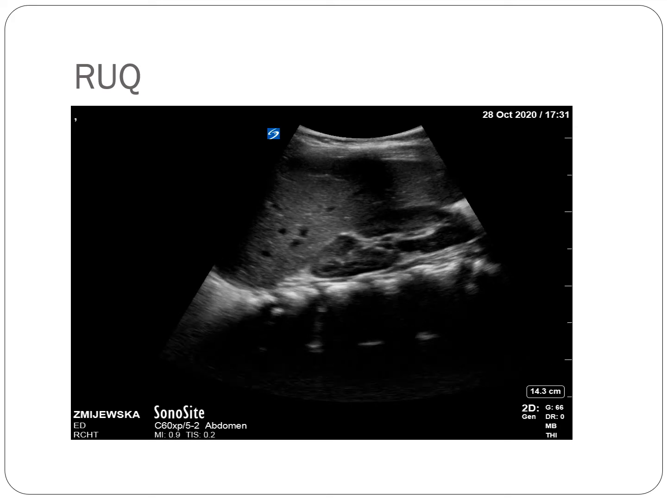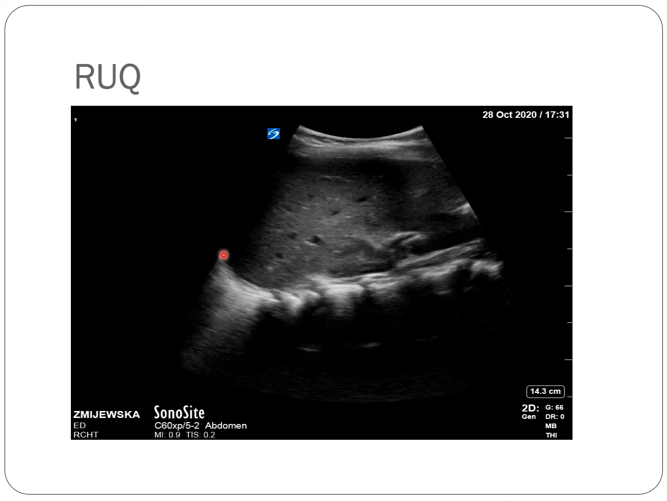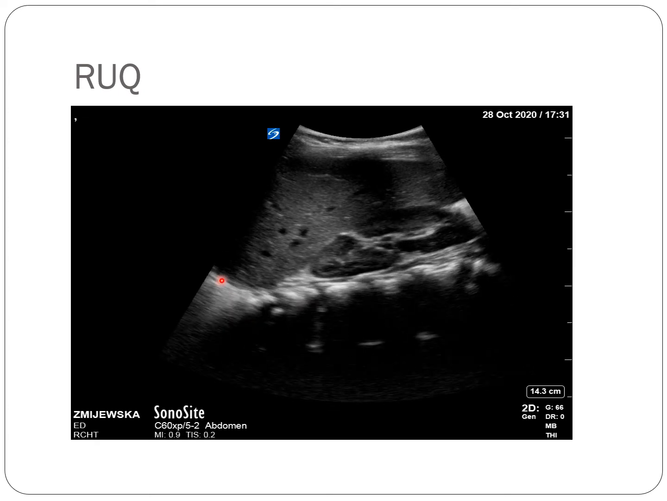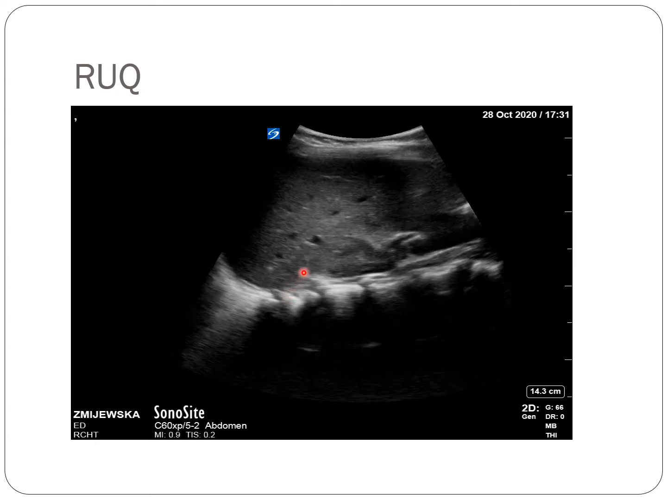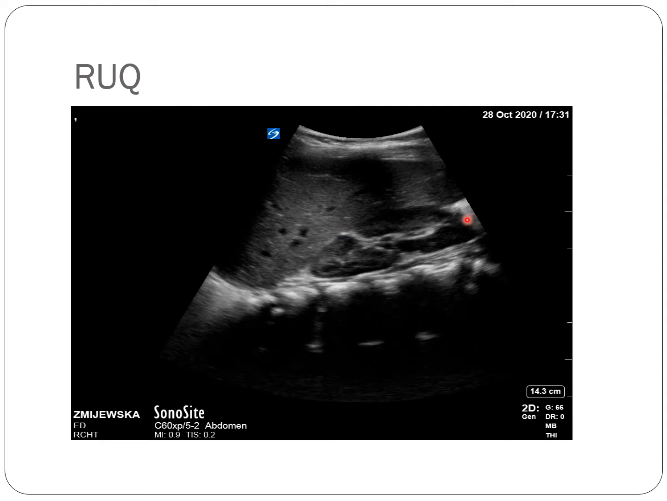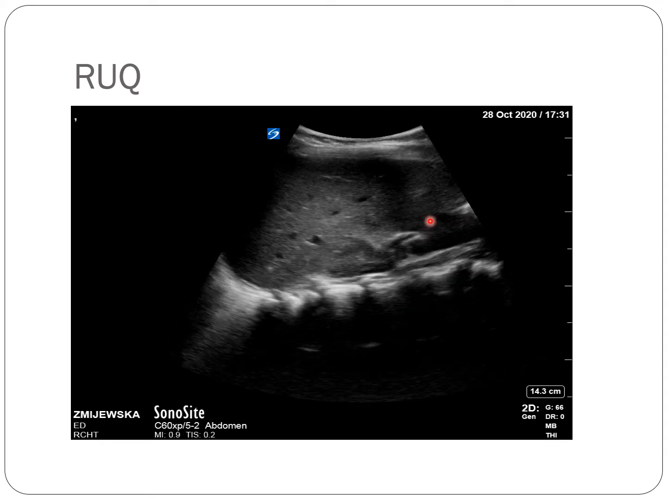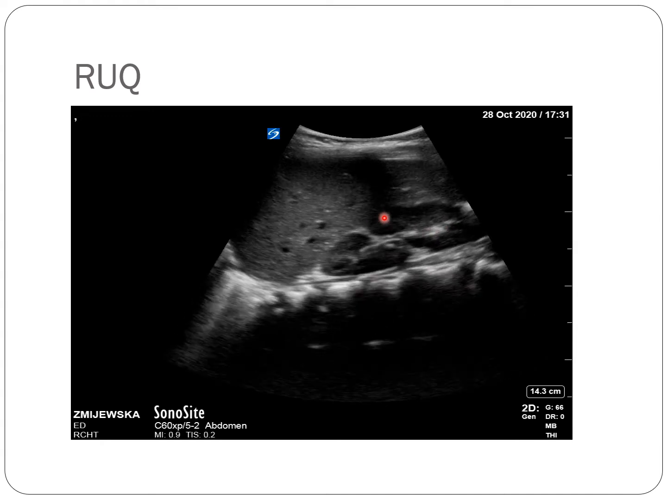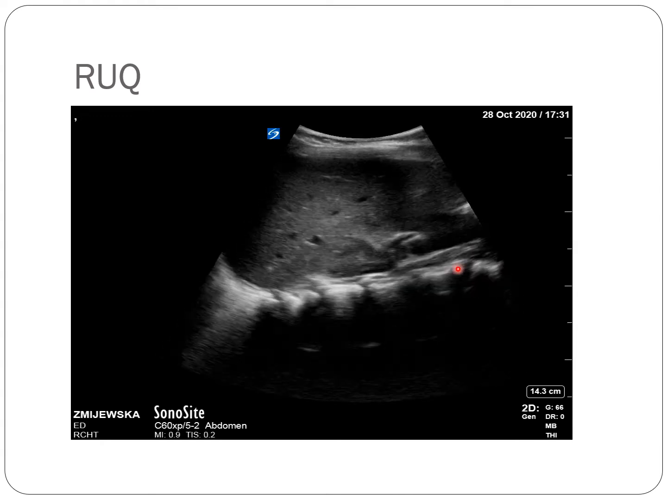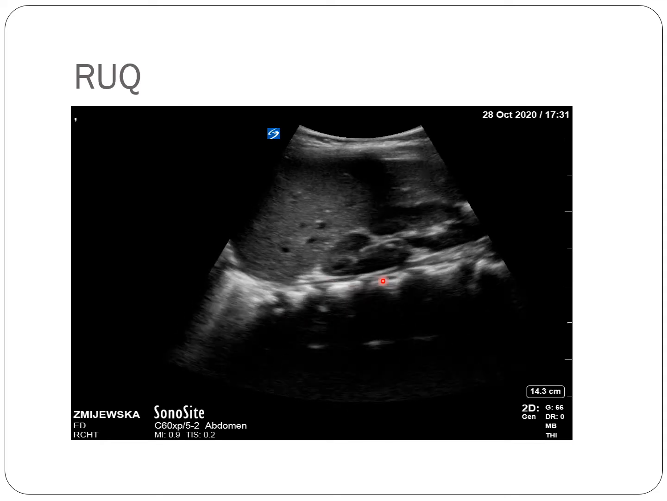And another example: you can see the liver, you can see the dome of the diaphragm and lungs below. You can see the right kidney itself with good differentiation between the core and the cortex. And you also see something we call the spine sign, so you can see the spine there.